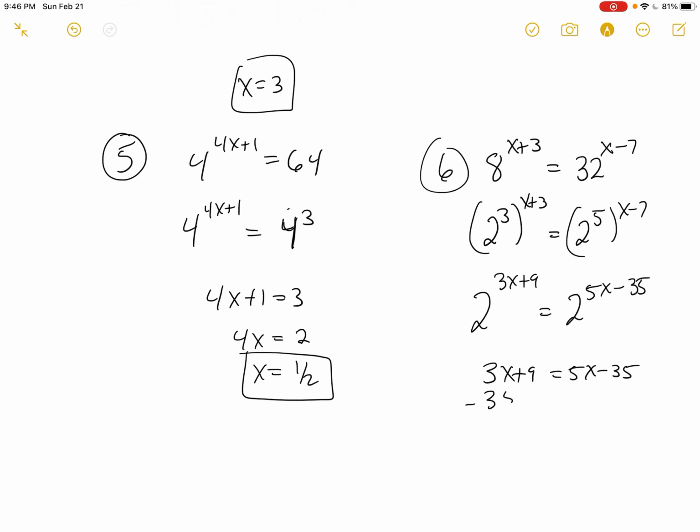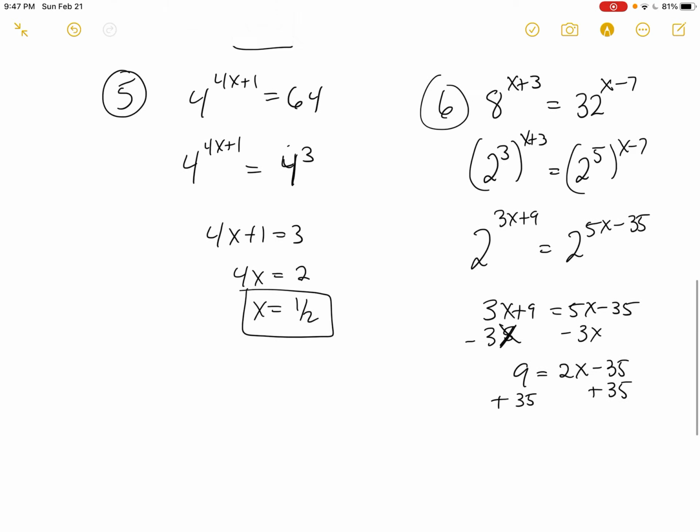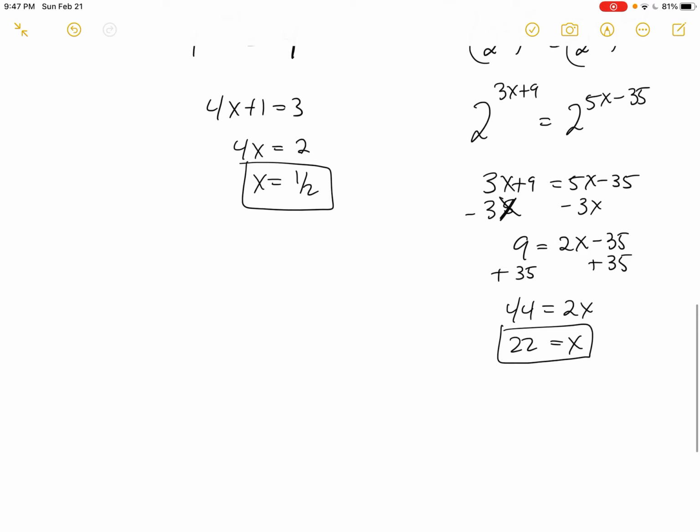Subtract away 3x, and get 9 is equal to 2x minus 35. Add 35, and 35 plus 9 brings me into the 40s, so 44 is equal to 2x. So what's x equal to? x is equal to 22. So 22 is that magic number that would link the two together. So pretty nice. Just a reminder of some Algebra 2 principles.